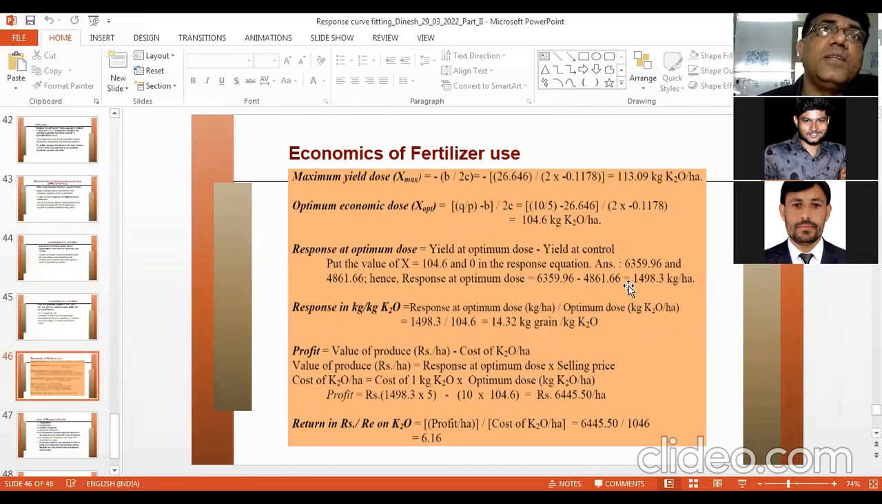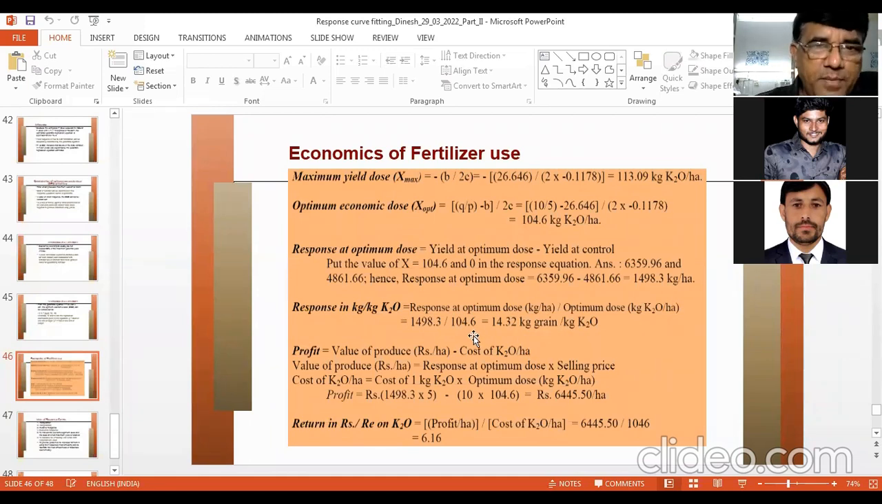If I ask you what is the response of fertilizer, it means yield at a particular dose of the fertilizer minus yield at control. That is the response. That is the additional yield, the extra yield you got due to application of fertilizer. Now, response in kg per kg K2O: you take the response at optimum dose divided by optimum dose, and you get 14.32.